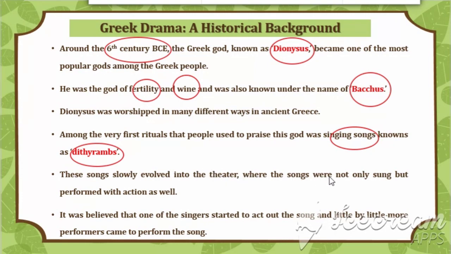Where the songs were not only sung, but performed with action as well. So, it was singing and singing until these songs were turned into actions also, and then the songs were accompanied with performances, and that's how the theater slowly started to form. It was believed that one of the singers started to act out the song, and little by little more performers came to perform this song.